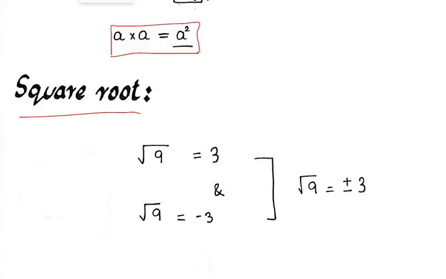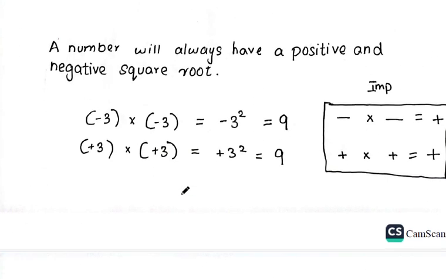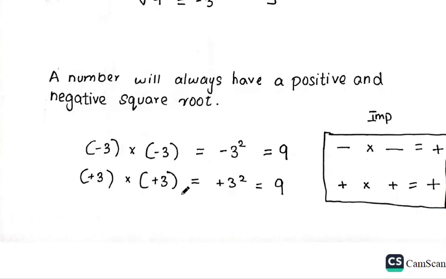How, you may ask? Well, if you take minus 3 and multiply it with minus 3, you will get minus 3 square, which will result in 9. And if you take a positive 3 multiplied with a positive 3, it will give you a positive 3 square, which will also give you 9. So both of the possibilities are there. 3 could either be negative or positive.